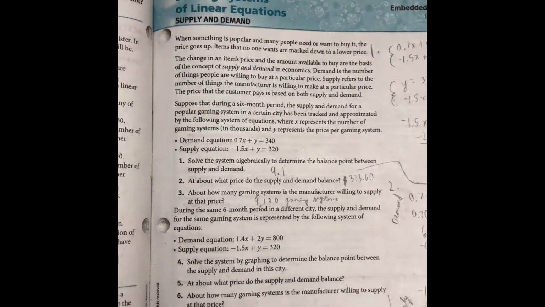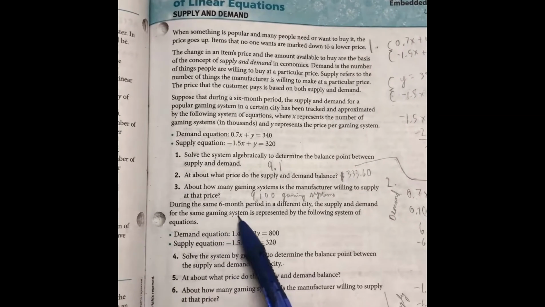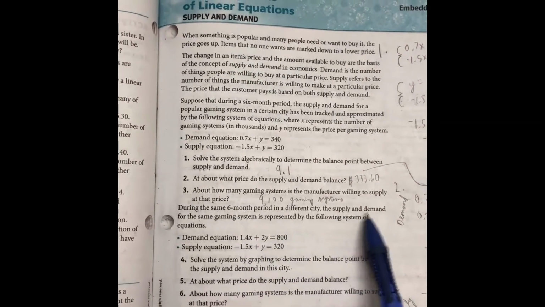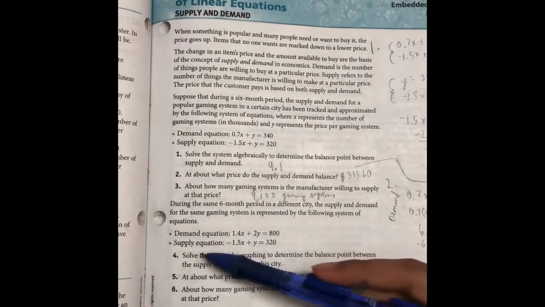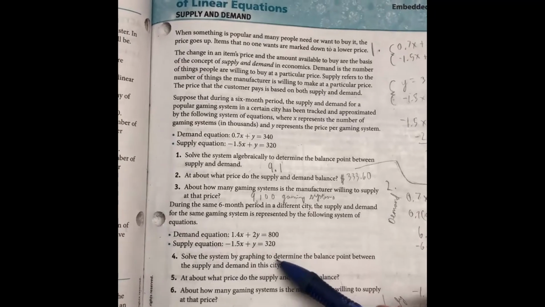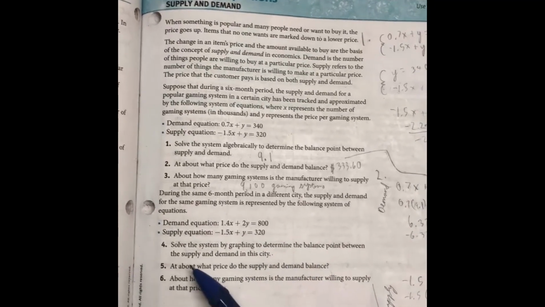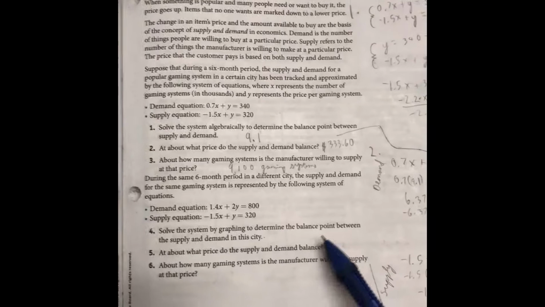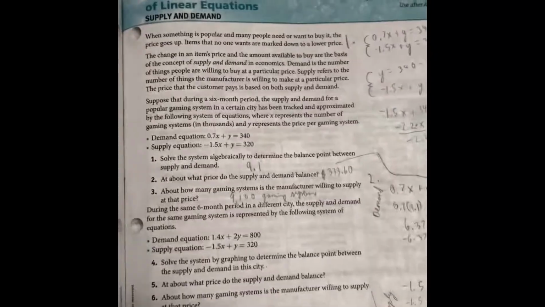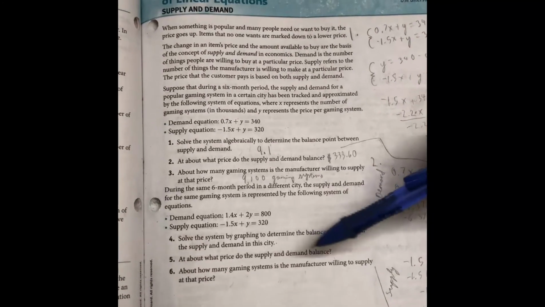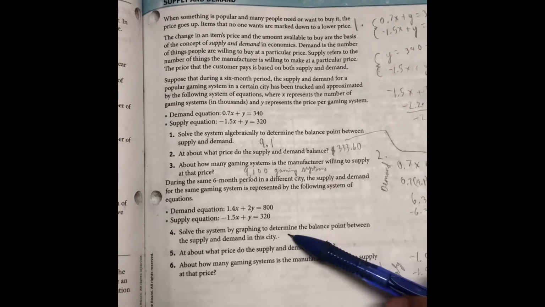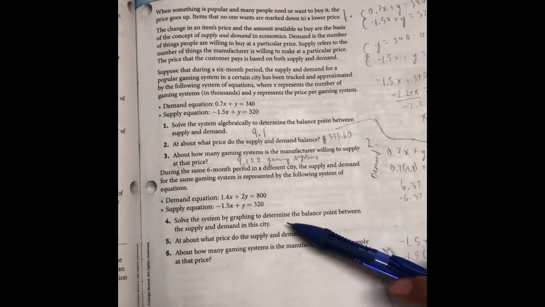to the next scenario. The next scenario says, during the same 6-month period in a different city, the supply and demand for the same gaming system is represented by the following system of equations. So this is a demand equation, this is a supply equation. Number 4 says, solve the system by graphing to determine the balance point between supply and demand in the city. Well, we solved this algebraically, and you can solve this by graphing by creating a table of values and then plotting the data. So I'm not going to go over this because we have done a lot of graphing, and this is kind of similar to number 1.